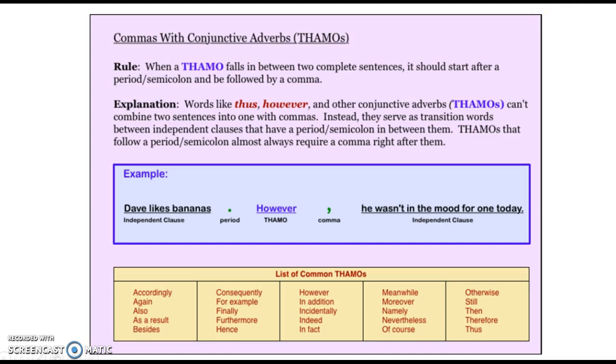So for example, down here, if I said, Dave likes bananas, period. However, that's one of our themos or transition words, comma, he wasn't in the mood for one today. Okay, so again, those transition words, even if they're in the middle of a sentence, even if this were a semicolon, we use a comma after it because that's almost like an introductory word for the sentence. It's that transition word, and we need a little pause after it. So there are some common themos down here, and in addition to your example sentence, I would maybe write a few of those down so you get the pattern and you know what to look for there.